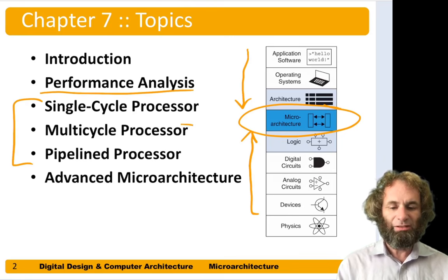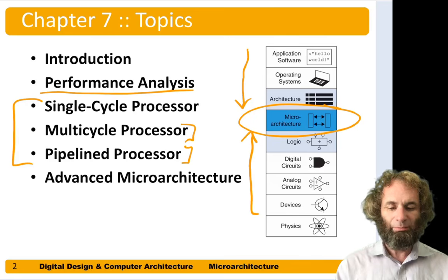Next, we'll look at a multi-cycle processor, where we break up the instruction into multiple simpler steps. And that will allow each step to run faster and also allow us to reuse some hardware. And we'll compare how that performance shapes up against a single cycle processor.